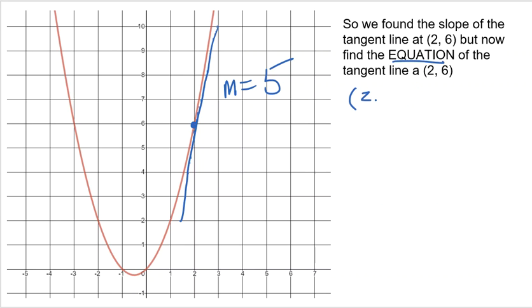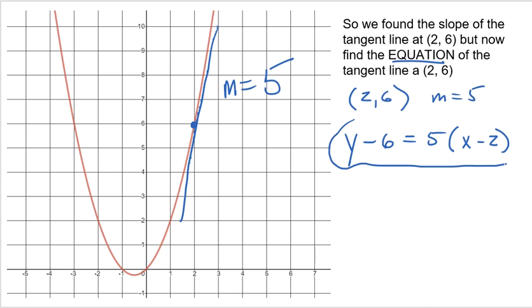Remember, we already have our point (2, 6). We now know the slope is 5. So now what we need to do is simply find the equation of the line that contains the point (2, 6) with a slope of 5. I'm going to use point-slope form. y minus the y-coordinate of 6 equals 5, that's the slope, times x minus the x-coordinate of 2. So that's a great answer in point-slope form.